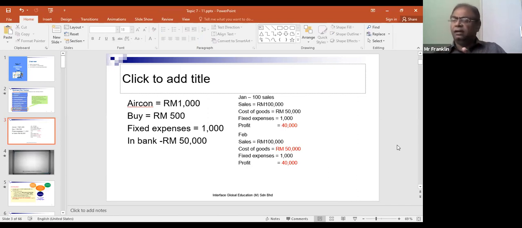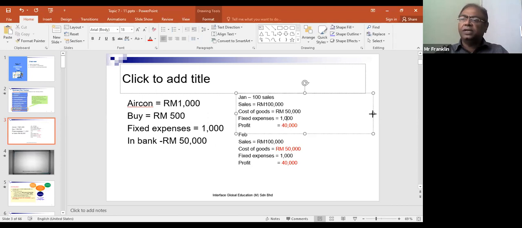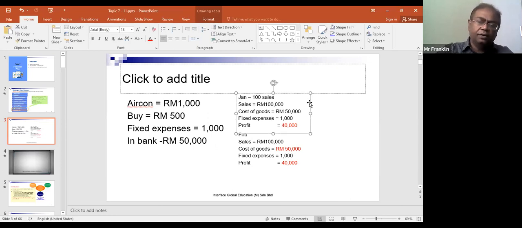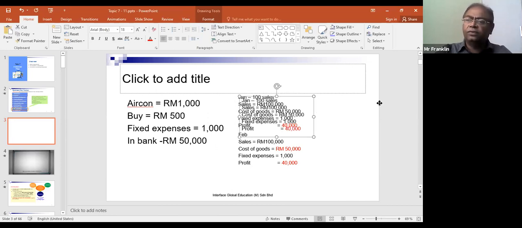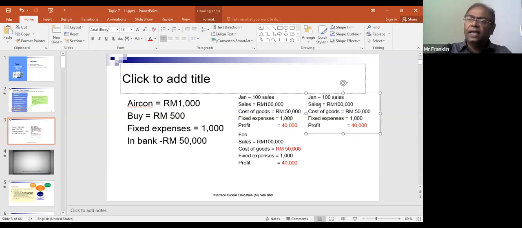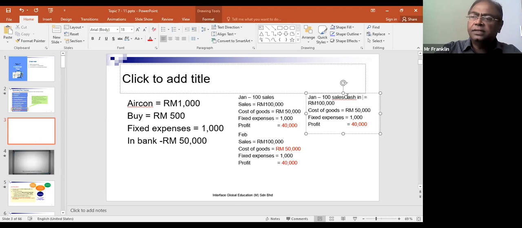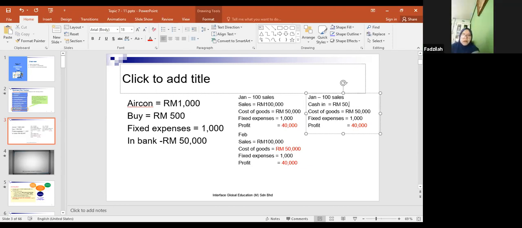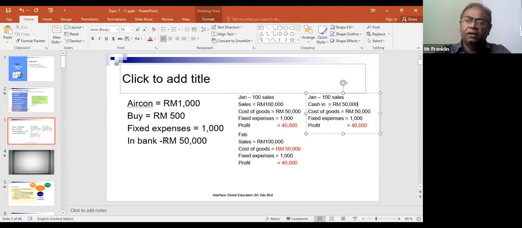The other angle is cash. If I draw a cash flow statement here, what does it look like? How much is cash in? How much is cash out? Let's say I do a cash flow statement, for example. How much cash is in my bank in January? Remember, I have 50,000 in my bank when I start the business. I borrowed from my uncle, right?